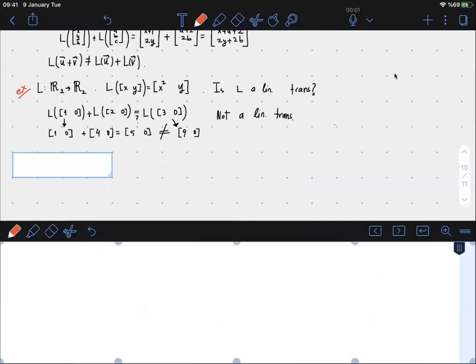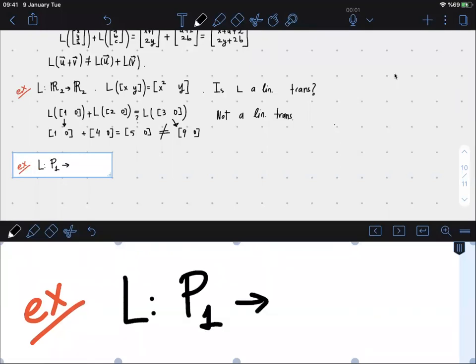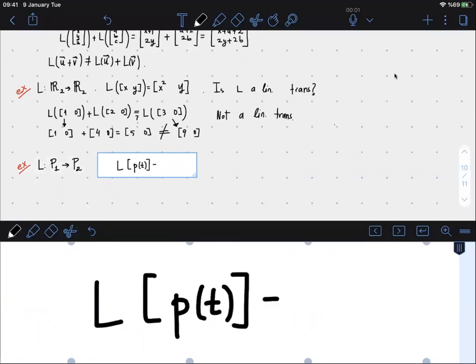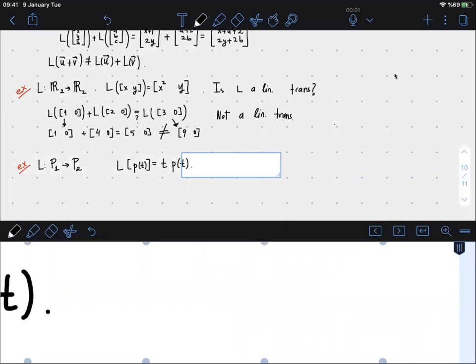Let's look at one more example. This time I'm considering a linear transformation between polynomial spaces, P1 to P2. P1 has polynomials of degree less than or equal to 1, and P2 has polynomials of degree less than or equal to 2. Let's define L of p(t) as t times p(t). So the question is, is L a linear transformation?